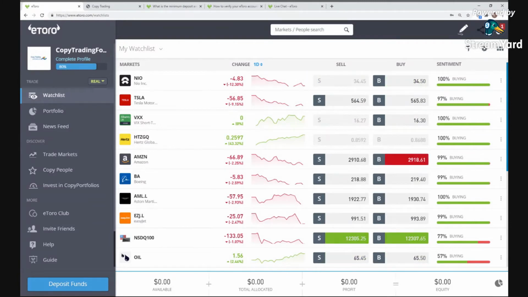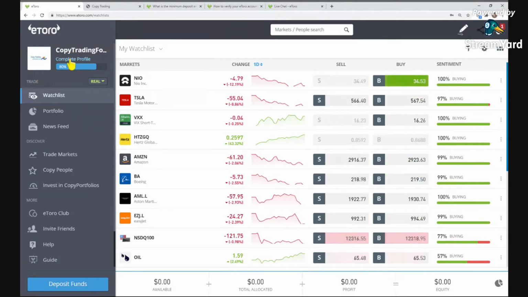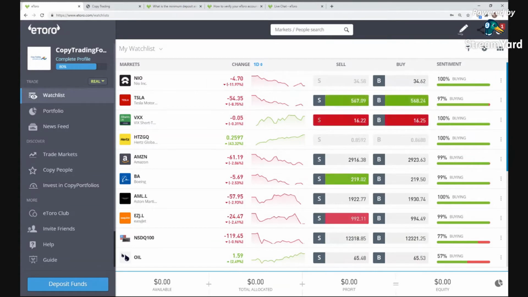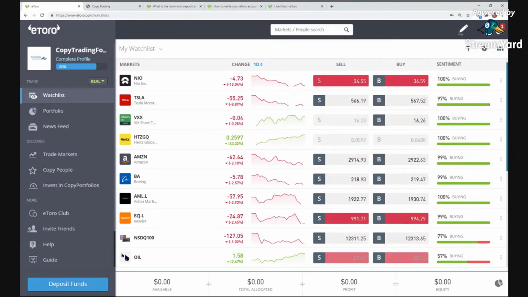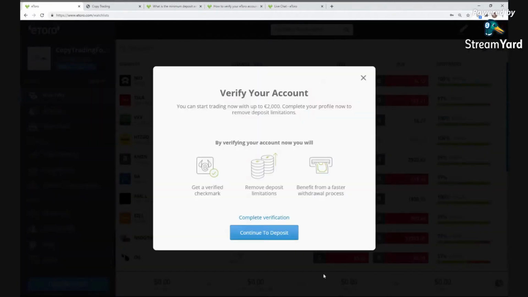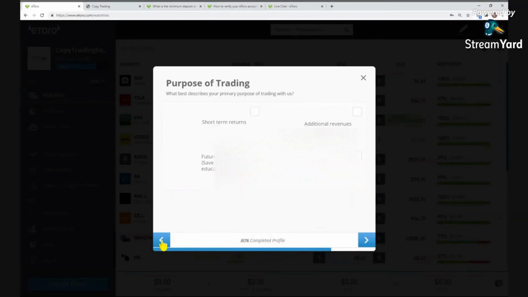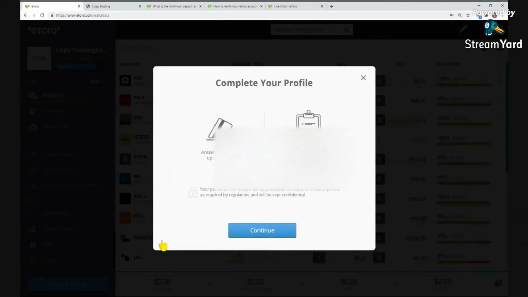Once you sign in, you'll see up at the top left that you can complete the profile. I've already selected my name, gone through that process, and put in my email address, but now it brings you to this screen to complete verification. I'm going to go back because I'm going to start from the beginning. So you'll get this screen.